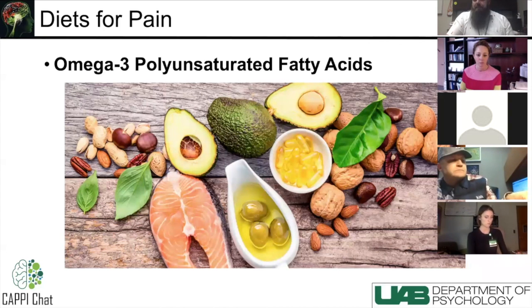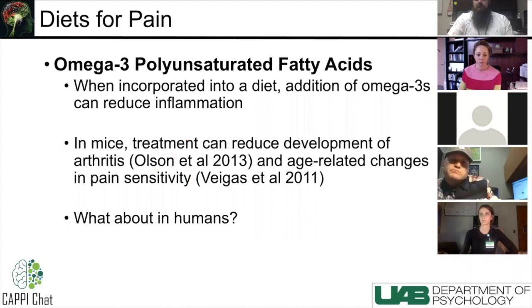So eating things like avocados and walnuts and salmon and olives and olive oil, and you can see the little capsules there. So people take omega-3 supplements or fish oil supplements. Omega-3s are very beneficial. If you incorporate them into your diet, lots of studies have shown that you can reduce inflammation.